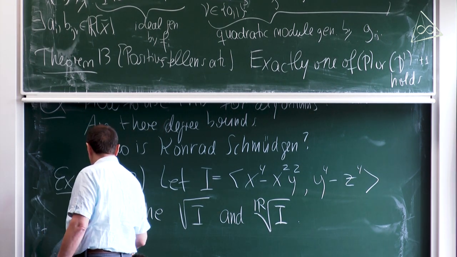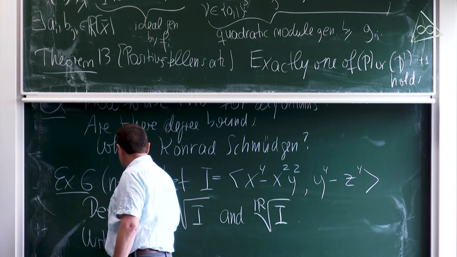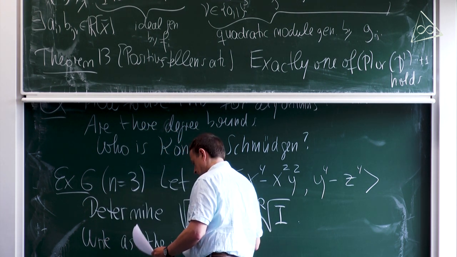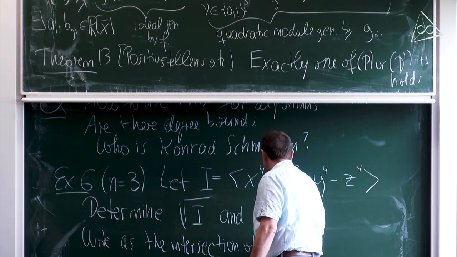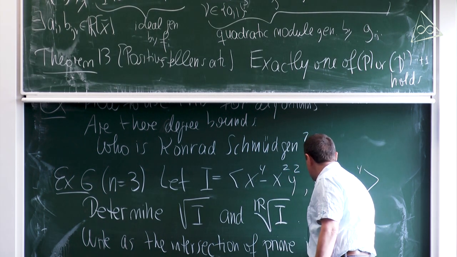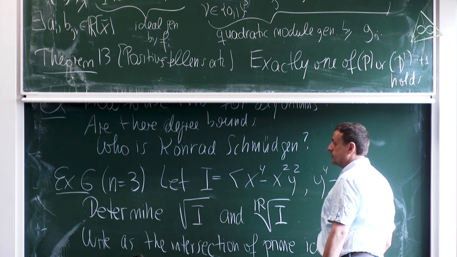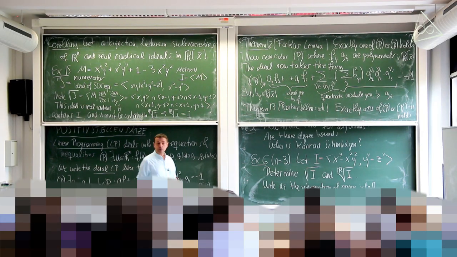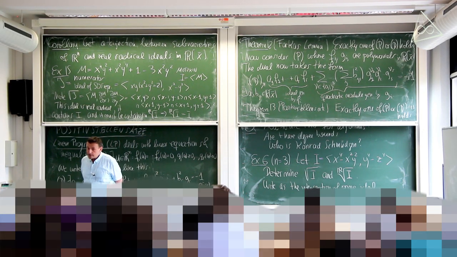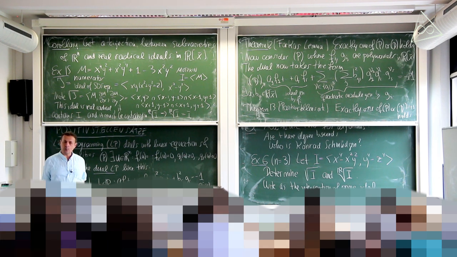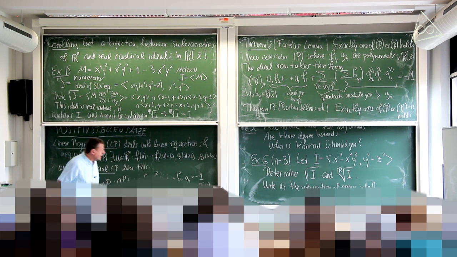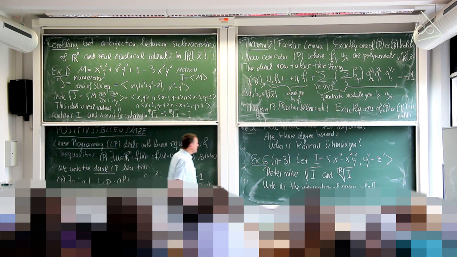Now, just like in my Motzkin example, it's always good to write this as the intersection of prime ideals, right? If you really want to be sure that something is a radical ideal, it's good to write it as an intersection of prime ideals. So here the task is to solve this system of two degree four equations in three unknowns. Okay, so it's one of the things we could do this afternoon. Well, let's get to these three questions.